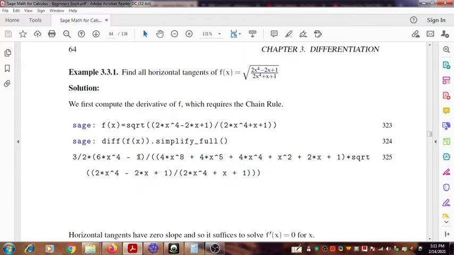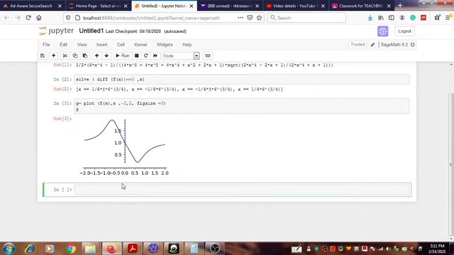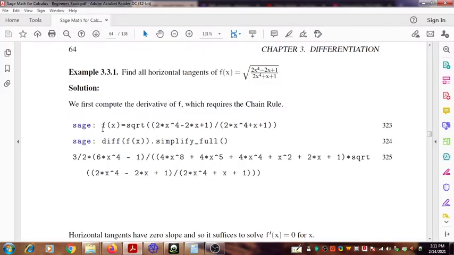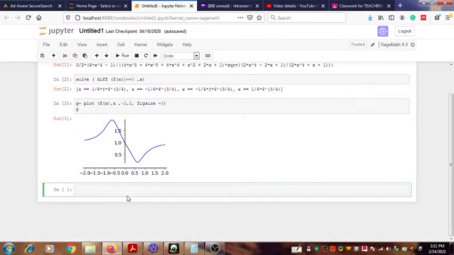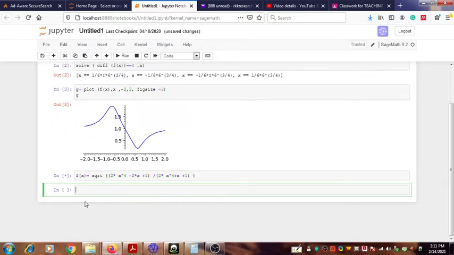Okay, let us now try it with the Sage Math system. So going to the Sage Math input cell, you can just copy that function and then paste it. Let's check whether there is any error. Okay, there is no error. Now the function has been defined.